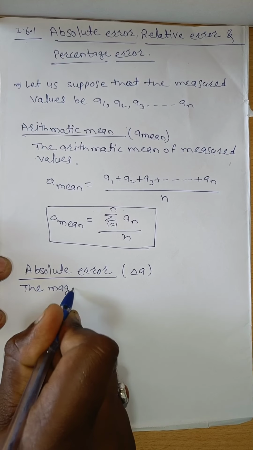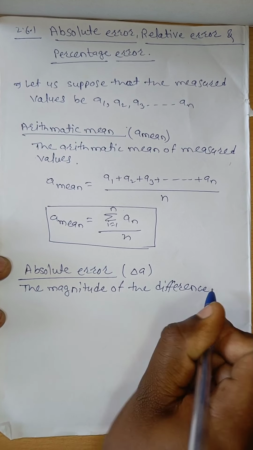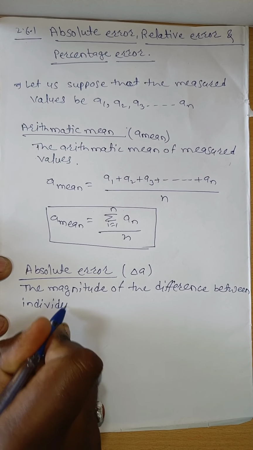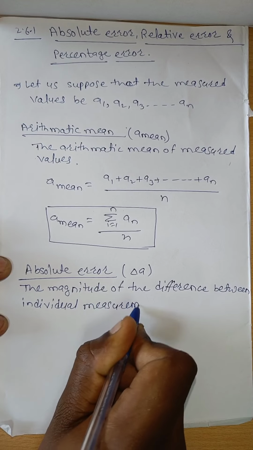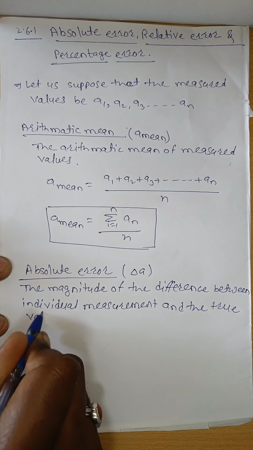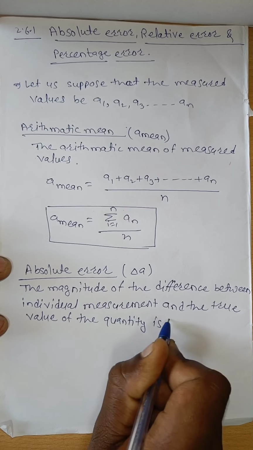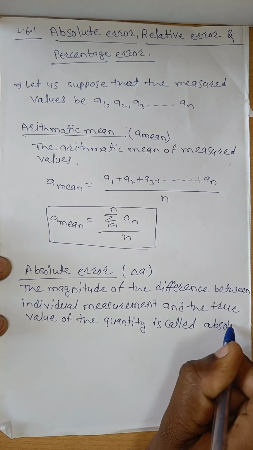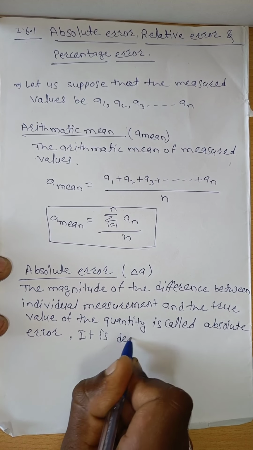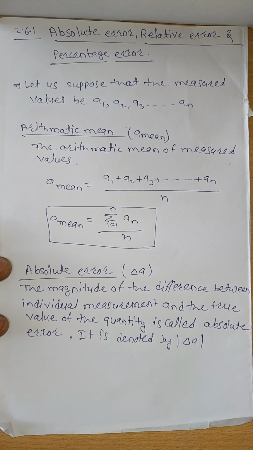The magnitude of the difference between an individual measurement and the true value of the quantity is called absolute error, and it is denoted by mod of delta a.